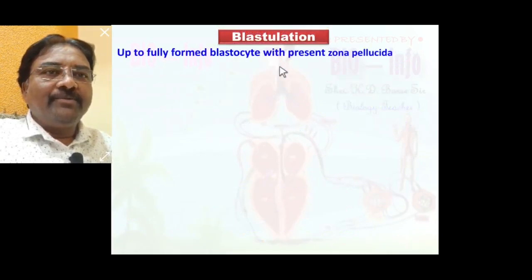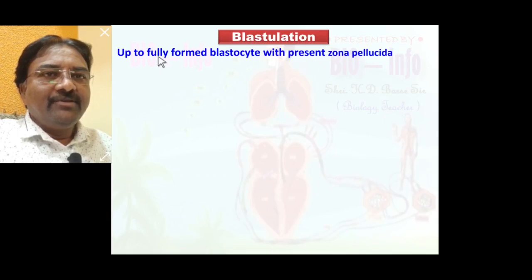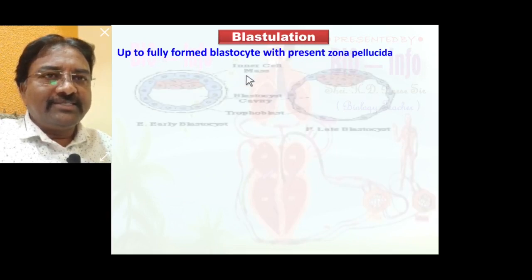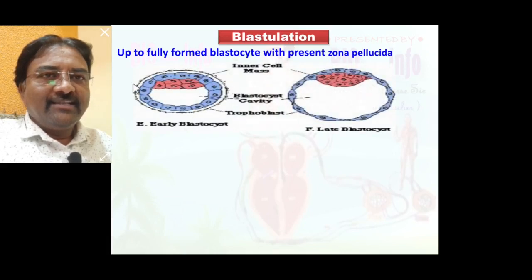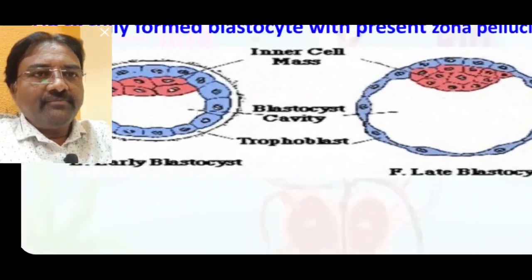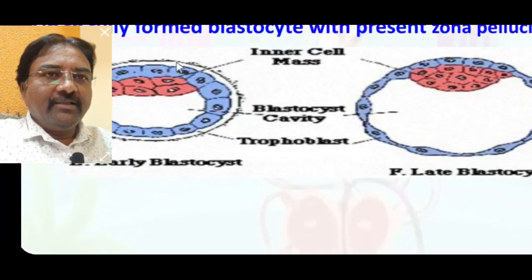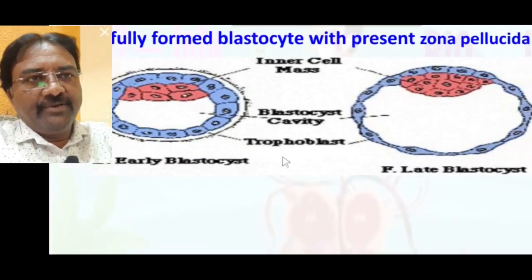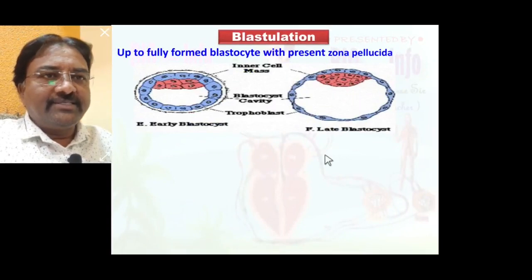The zona pellucida is present up to the fully formed blastocyst. You know the zona pellucida is a covering or envelope. Seen here, this is the zona pellucida layer, the covering envelope, seen up to the fully formed blastocyst.